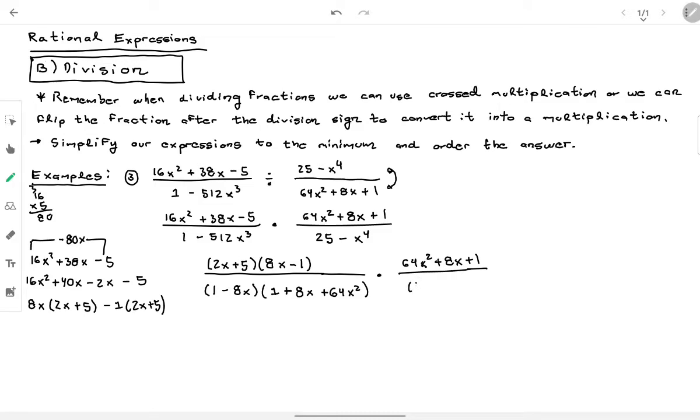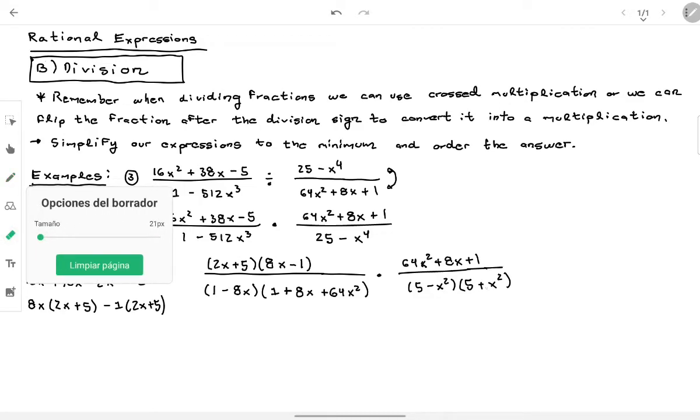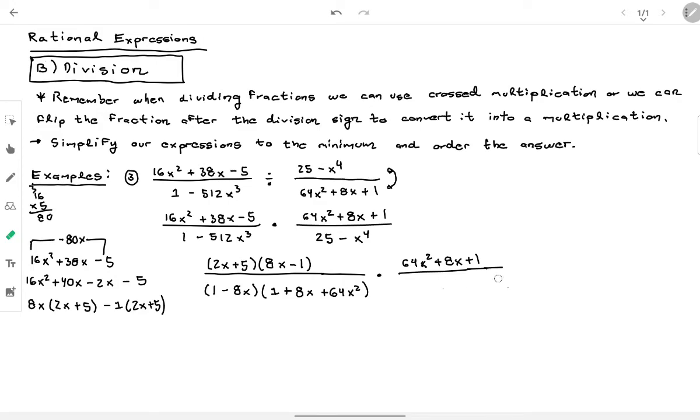And on the bottom, it's going to be 5 minus x squared that multiplies 5 plus x squared. Here I will make a little change in the exercise because I copied incorrectly. It should be minus 4x squared, not x to the 4. So here it's going to be 5 plus 2x that multiplies 5 minus 2x.